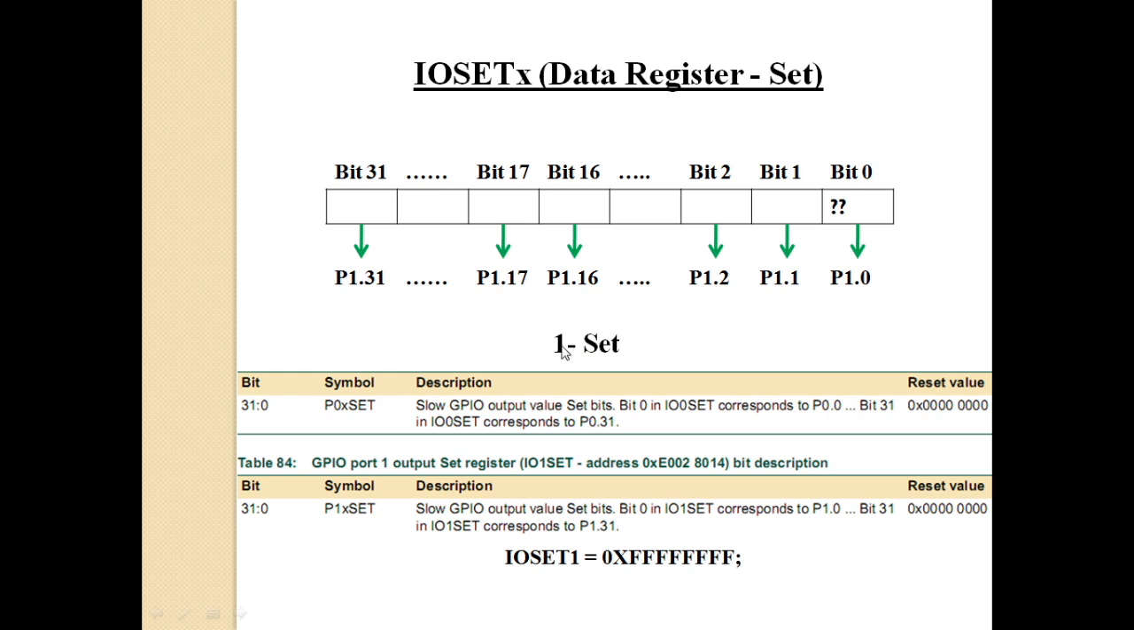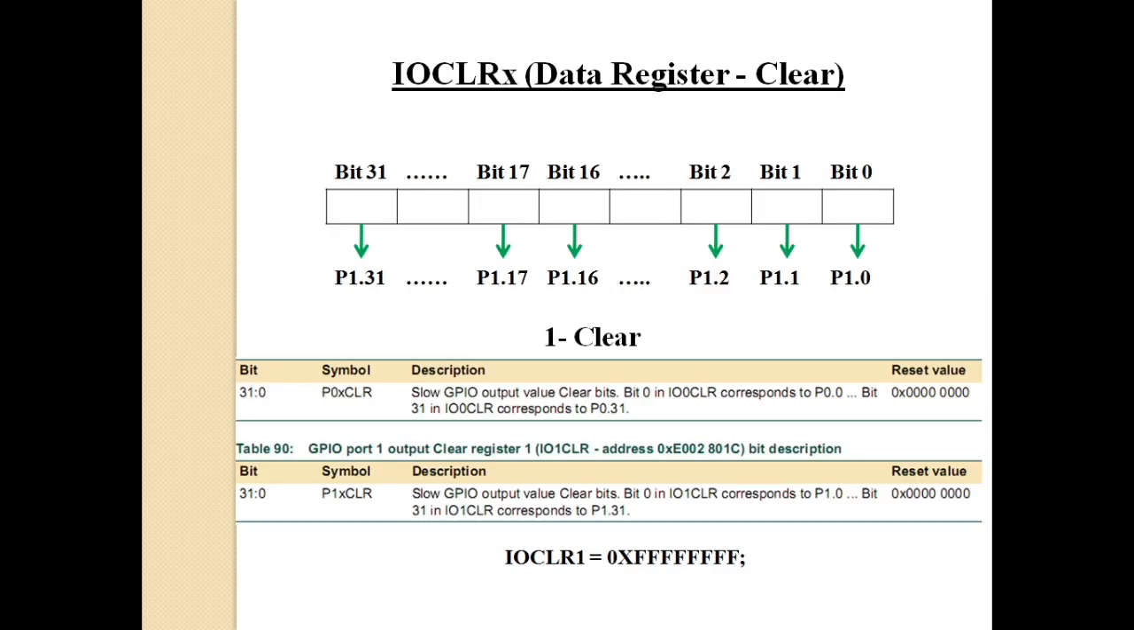If you are writing 1 to the IO set register, that pin will be set. If you are writing 1 to a particular bit of the IO clear register, the corresponding pin will be cleared. So for clearing also you are writing 1. You need to keep in mind, for setting also you are writing 1, for clearing also you are writing 1, but the registers are different. If you are writing 1 in the set register, that pin will be set. If you are writing 1 in the clear register, that will be cleared. Right? So the same value you are writing.